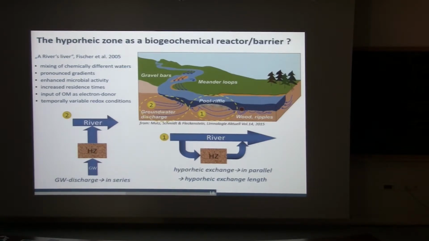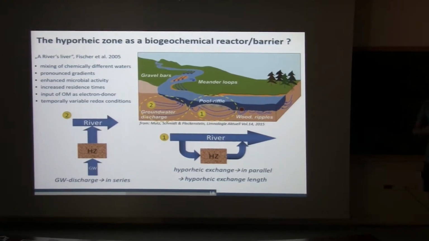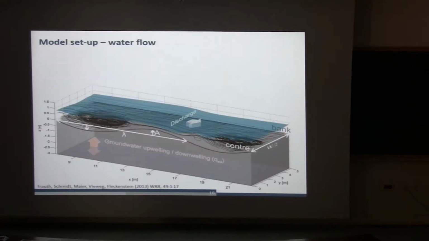For the first case here, the important thing, if you're interested in attenuation of stream-borne solutes, is the hyporheic exchange length. How long does my river have to be, assuming that this is a constant process along the entire length, until theoretically all the water in the stream has been cycled through the hyporheic zone once? That then could determine how efficient the reactor is.